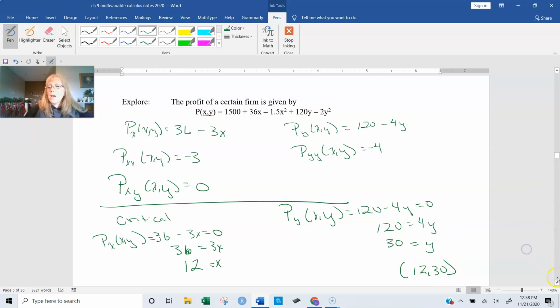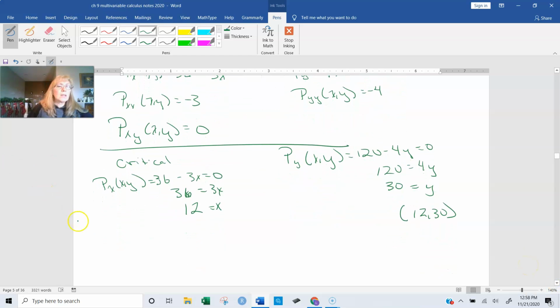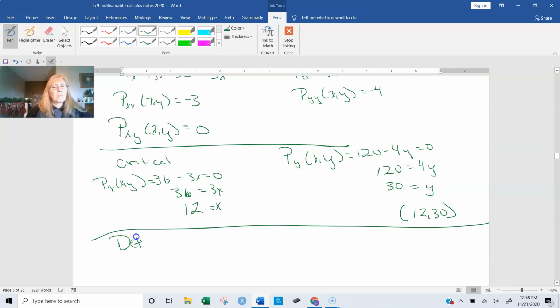So we've done the first step. Now we want to know if that is a max or a min. So your second step is we have to calculate your determinant. When we calculate our determinant, we're going to take the double derivative with respect to x times the double derivative with respect to y minus the xy squared, and we've got 12. All right, 12 is greater than 0, so we either have a max or a min.